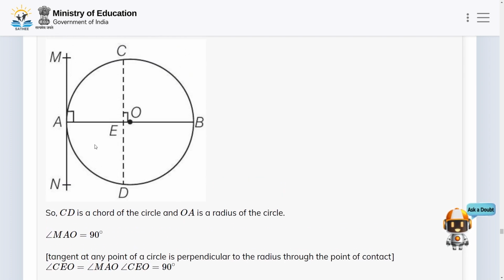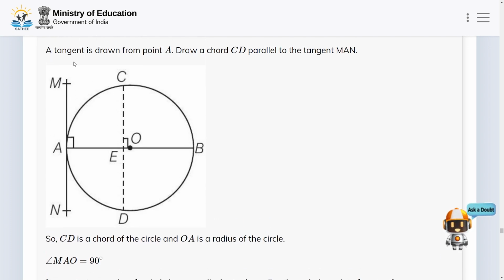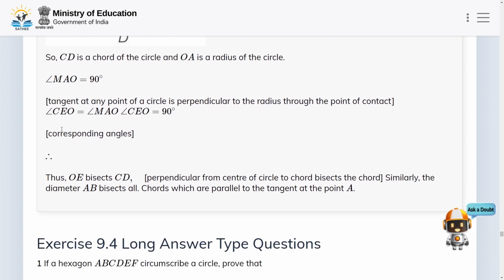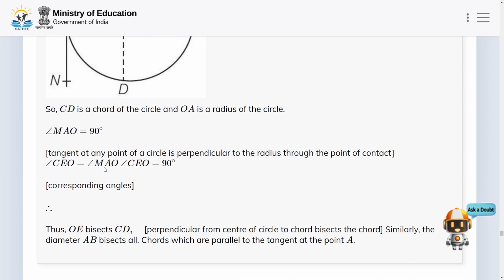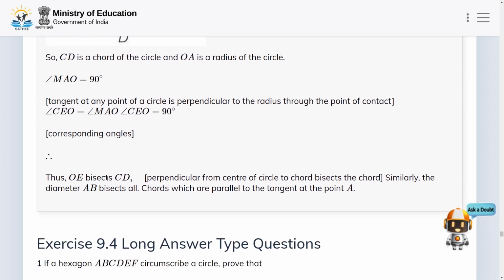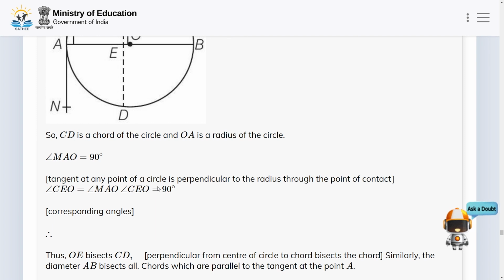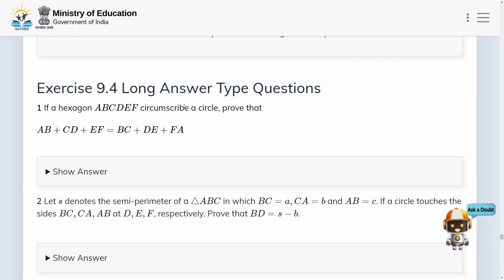Angle MAO is 90 degrees since OA is perpendicular to MA. Angle CEO is equal to angle MAO, and therefore angle CEO is equal to 90 degrees. Therefore OE bisects CD, since a perpendicular from the center of a circle to a chord bisects the chord. Similarly, the diameter AB bisects all chords which are parallel to the tangent at the point A. Hence proved. Now let us discuss long answer type questions.